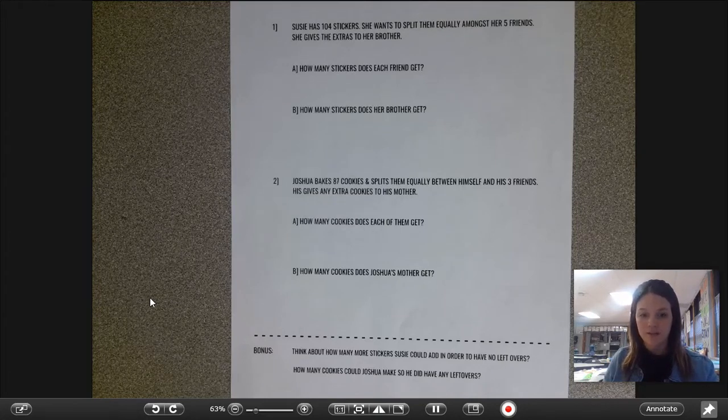If you get the chance, there's some bonus at the bottom. Just like we did before, when you finish Susie's stickers, think about how many stickers she could add to her collection in order to make sure there's no leftovers, which means her brother wouldn't get any that time. And then the same with Joshua. How many more cookies could Joshua make where he would have no extras that he would have to give to his mom, but all of it could be split equally?